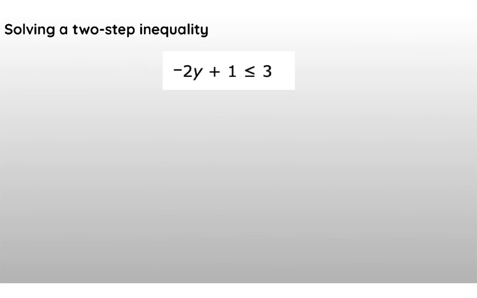So the problem we're looking at right now: negative 2y plus 1 is less than or equal to 3. That means I need to subtract 1 from both sides first, because I need to undo the addition or subtraction first. These cancel out. Negative 2y is less than or equal to a positive 2. I'm then going to divide both sides by a negative 2 in order to get y by itself.